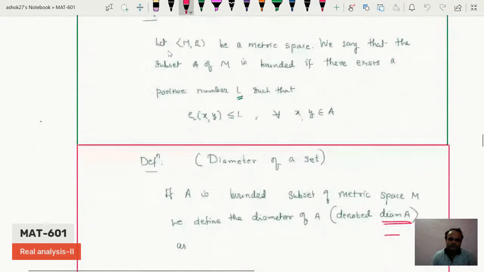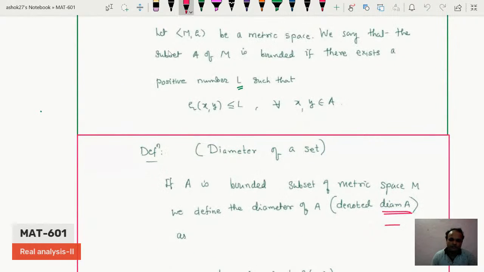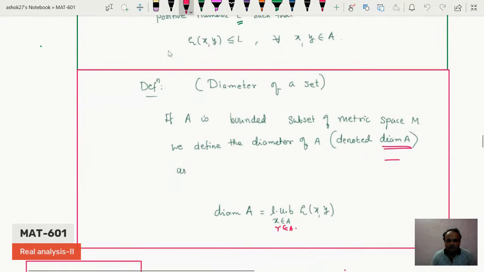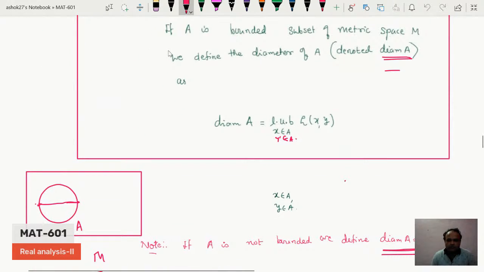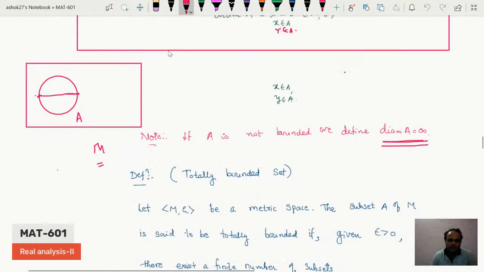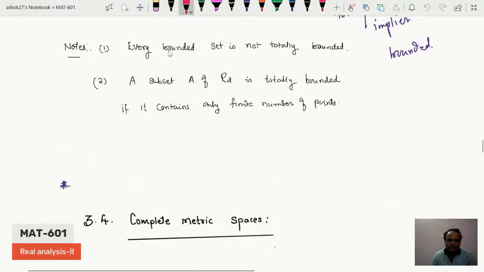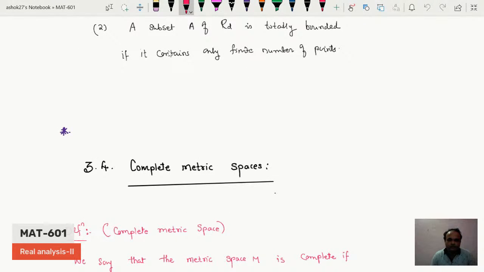In that, we saw the diameter of a set. What is the diameter of set A? It is the longest distance between any two points. Diameter of A is defined by the least upper bound of rho(x, y), where x and y are elements of A. That part we have seen in the previous lecture.